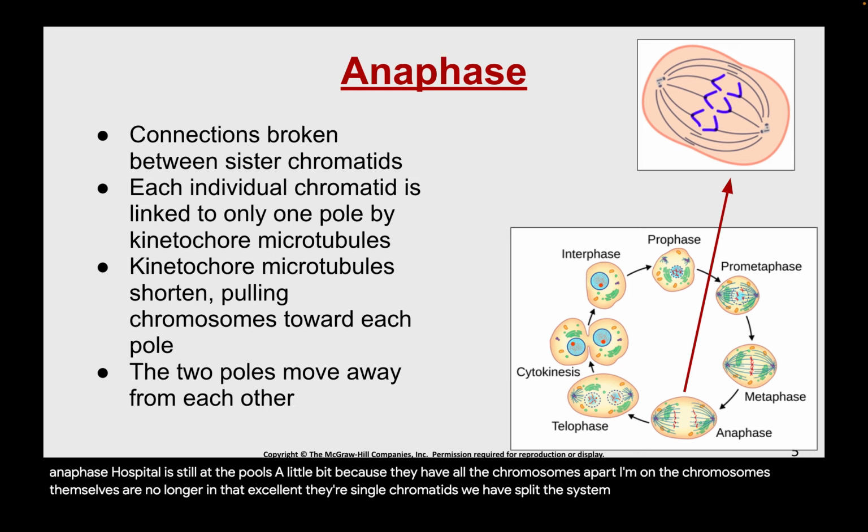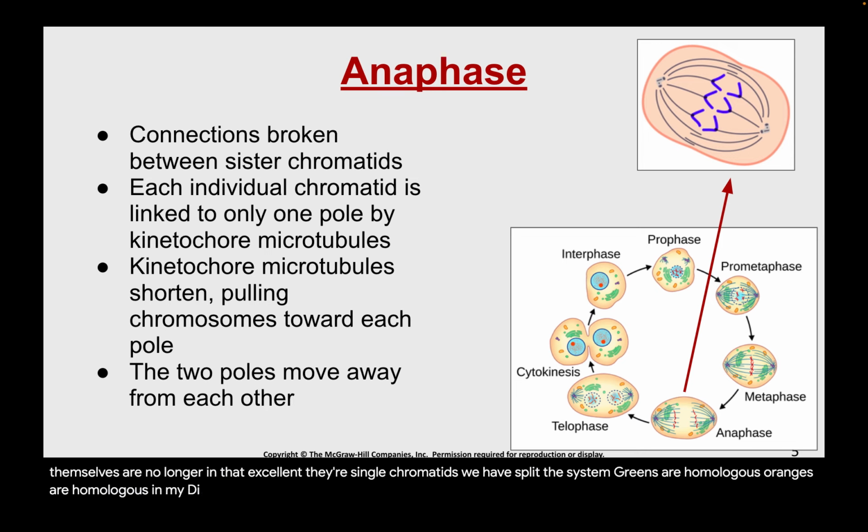All right, so we haven't split homologous chromosomes. We still have homologous chromosomes, right? They're just not replicated anymore. Greens are homologous, oranges are homologous in my diagram up here. In the diagram up top there, they're not color-coded, but rather based on size, right? It's harder to tell in that diagram.